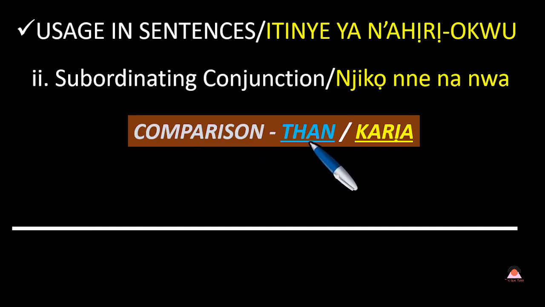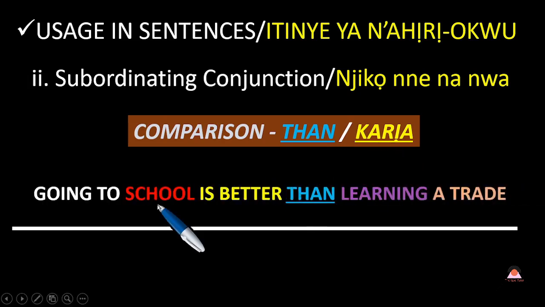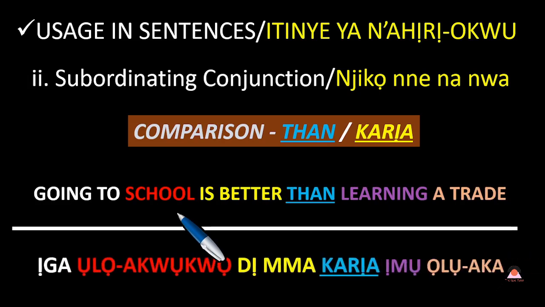And the example we have here is than. And the Igbo version is karịa. Let's look at the sentence. Going to school is better than learning a trade. Let's see the Igbo version. Ịga ụlọ akwụkwọ dị mma karịa ịmụ ọrụ aka. Look at the conjunction. Than. Karịa. It's clear enough here.